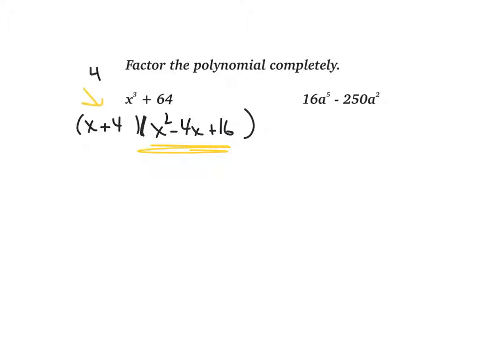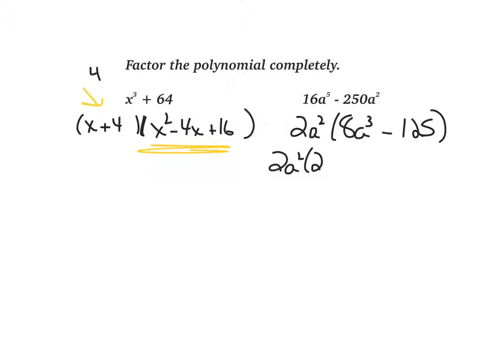Okay, the second one, don't forget we always look for GCF first. They're both even, so I can take out a 2. I can take out an a squared. That leaves me with an a cubed for the first one and a 125 for the second one. Use your calculator, see if they have cube roots, and you won't believe it, but they do. The cube root of 8a cubed is 2a. The cube root of 125 is 5. So there's my first parentheses.